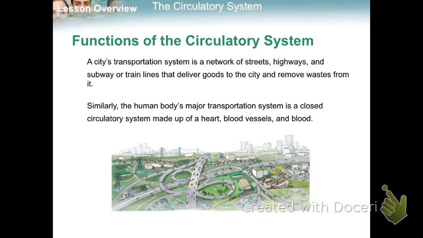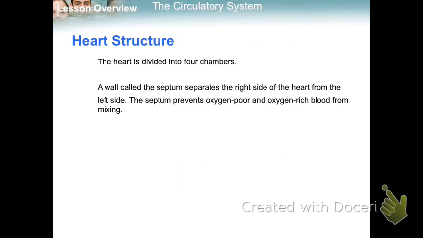A transportation system in the city is a really good comparison to the circulatory system because goods go into the city via the streets, highways, subway train lines, and wastes are removed using the same means. The heart has 4 chambers.